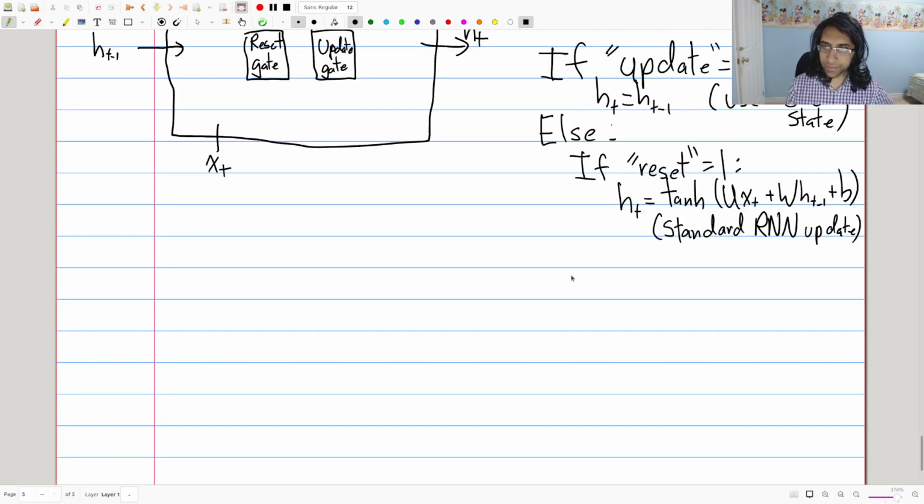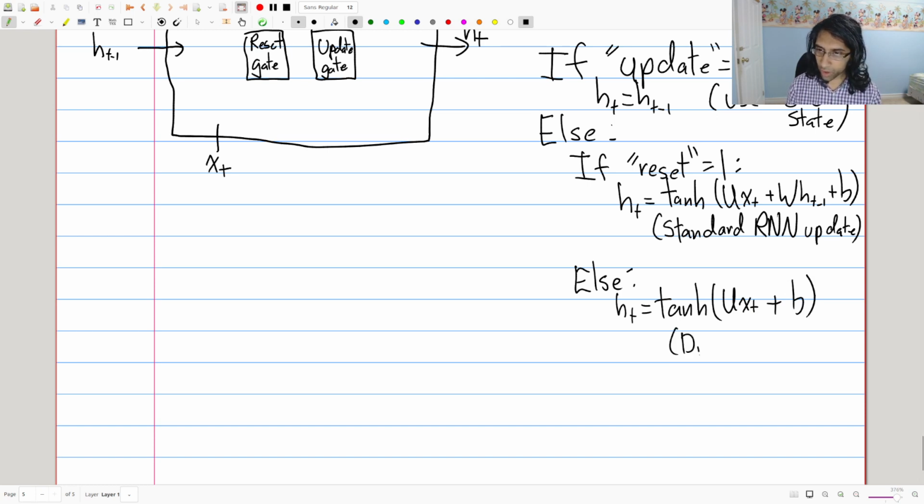And in the other case, the else case, remember this is when both update and reset are equal to 0. Then what we do is we set h_t to be equal to tanh of U x_t plus b. So this just says drop the old state. Basically, this is just an MLP of the current input.